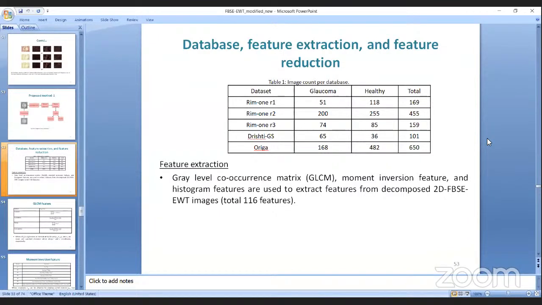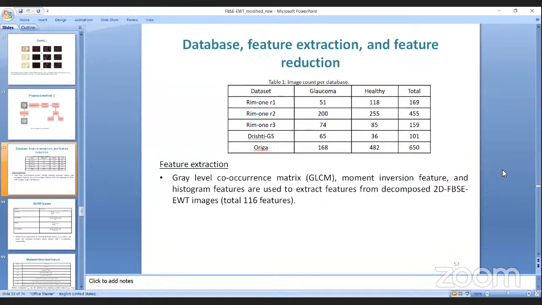RIM1 R2, RIM1 R3, the STGS, and Origa, and these different databases have different image counts. Like for the RIM1, glaucoma 51 images, healthy class 118 images, total 169 images. So each data set has a different number of glaucoma fundus images and a different number of healthy fundus images. So this gives you the total fundus images.